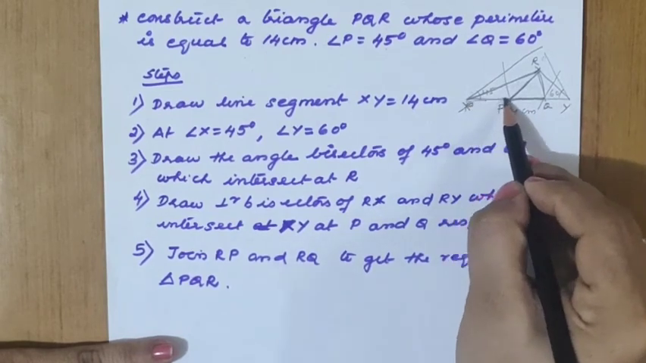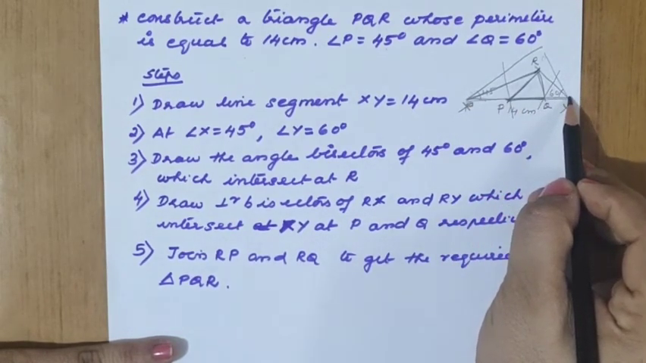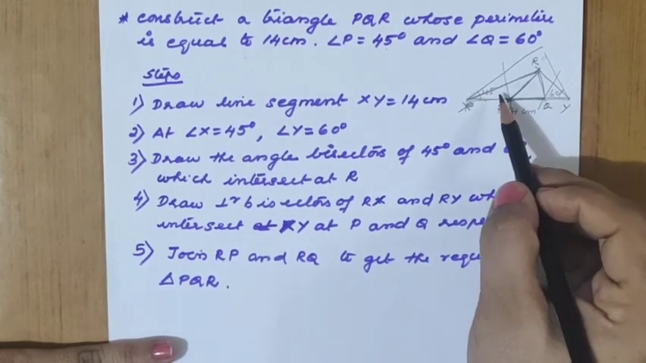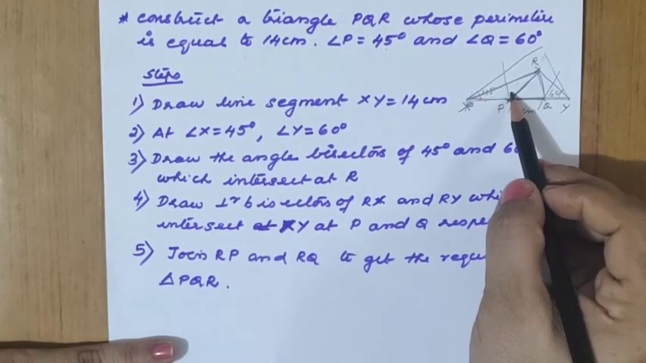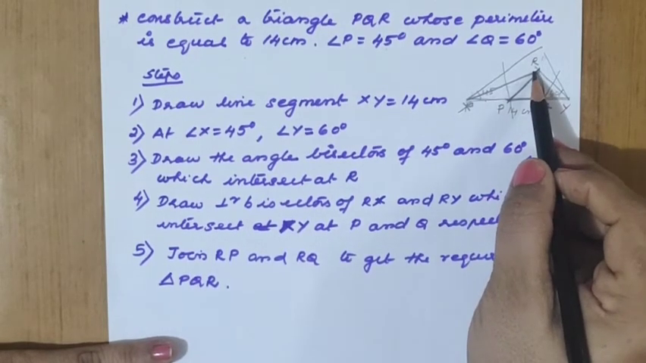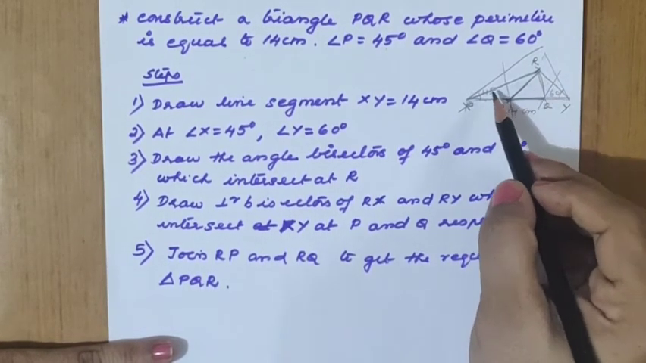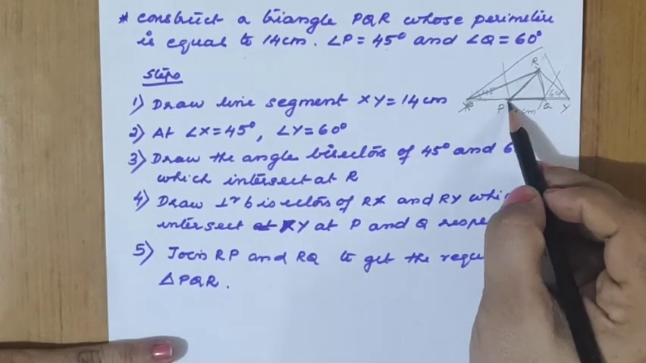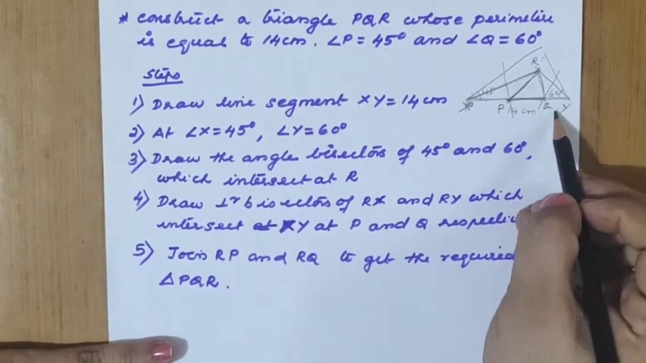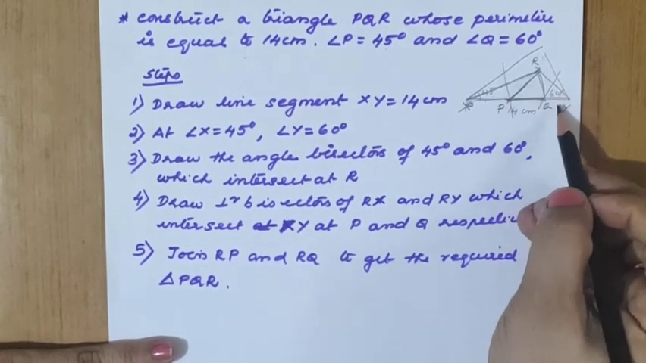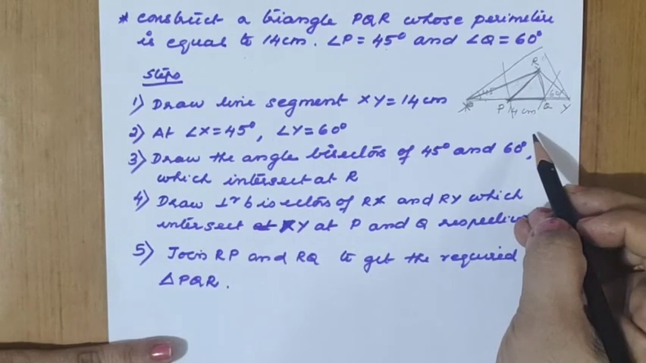So once again, draw the line equal to perimeter. Now respective base angles to be constructed. Once over, we have to do the angle bisectors of the respective angles. They meet at the third vertex of the triangle, that is R. Again the perpendicular bisectors of those respective lines will intersect XY at P and Q. We will get the original angles there, and join PR and QR to get the respective triangle.